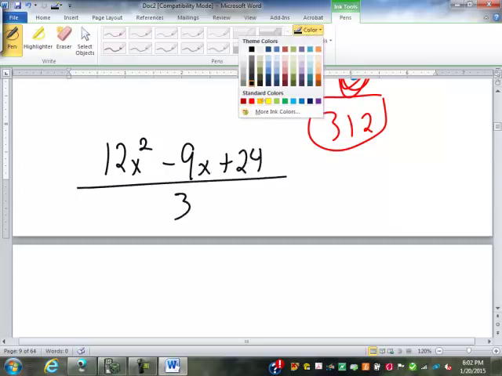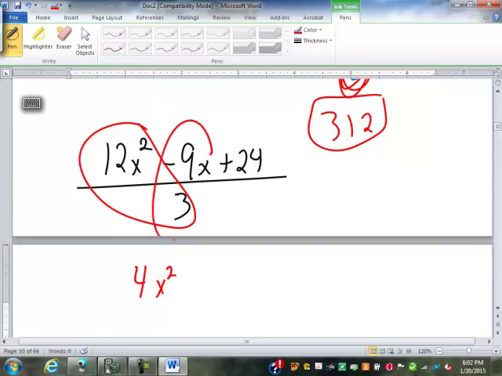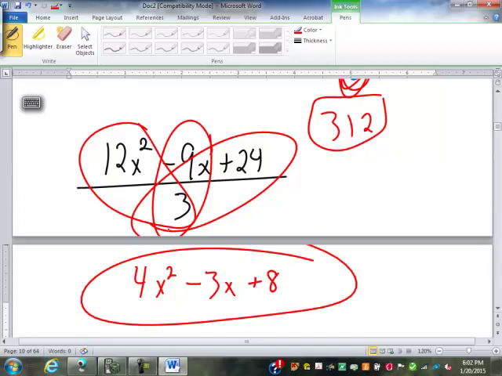Something like that. We divide each digit. 12x squared divided by 3 is 4. Negative 9x divided by 3 is negative 3x. 24 divided by 3 is positive 8. Do we ever have to do the 4x and the 3x, and figure out what the 9 is, like 3 and 3, and then split it out that way?